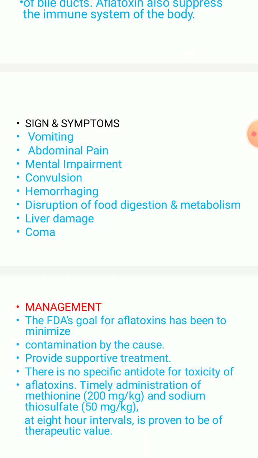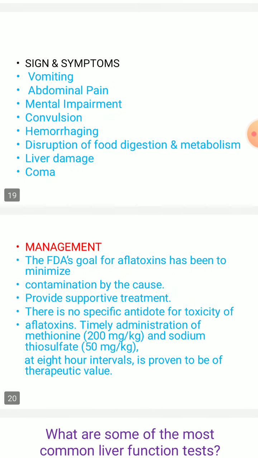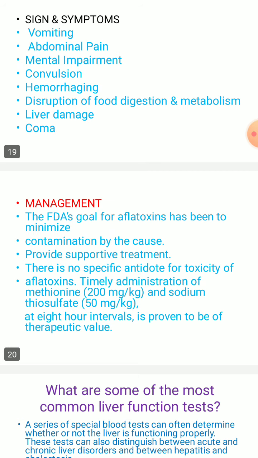There is no specific antidote to treat this toxicity of aflatoxins, as we have observed in the last toxicants. But timely administration of the amino acid methionine, 200 mg per kg of body weight, and sodium thiosulfate, approximately 50 mg per kg of body weight, at 8 hour intervals, has its own therapeutic value. This is how we can administer to a patient exposed to aflatoxin.